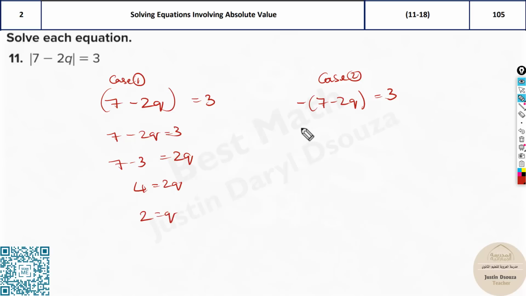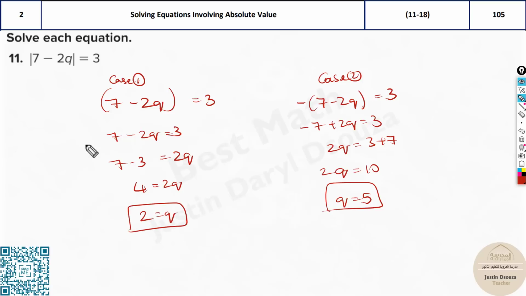Whereas here you have to multiply the minus sign. So it becomes this over here, and now take this 7 to the other side. It will be 2Q is equal to 3 plus 7. 2Q is equal to 10 and Q will be equal to 5. Very simple, isn't it? Now, the easier method would be the calculator method directly from these two cases.